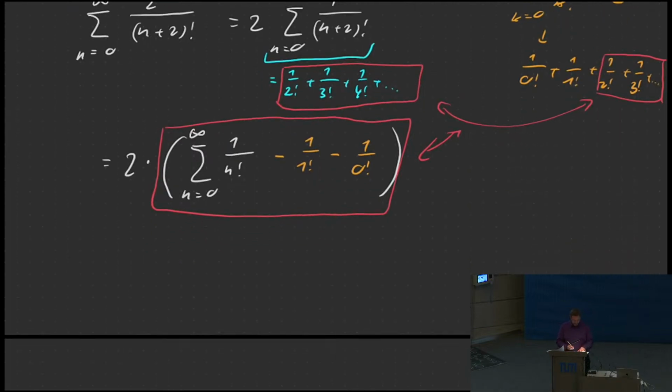Okay, and now it's easy to compute the limit. Obviously this sum here, this is now Euler's number. So we get an e here. And well, 1 over 1 factorial is 1, and 1 over 0 factorial is also 1. So this is e minus 1 minus 1. So what we get is 2 times (e minus 2), which is 2e minus 4. Right, so that series does converge, and this here is the limit.